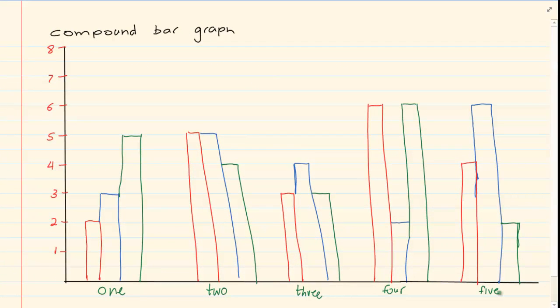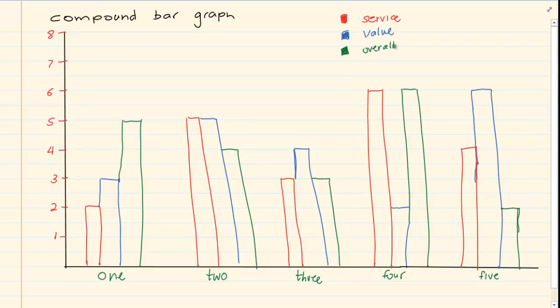Now, what I want to show you is that when we're having a compound graph, number one, the red group represented something. So what did the red do? The red told us about the service. The blue told us about the value for money. And the green told us about the overall service. Now, when you are doing these graphs, you need to inform them what each one means.